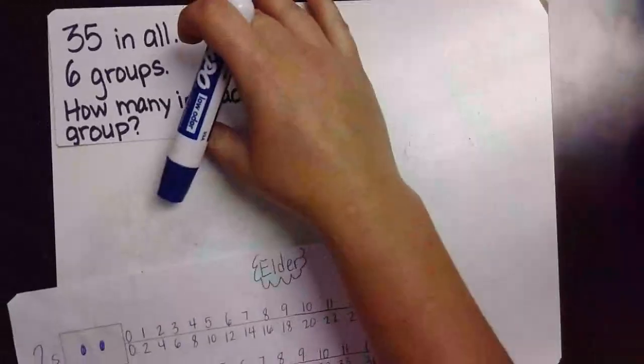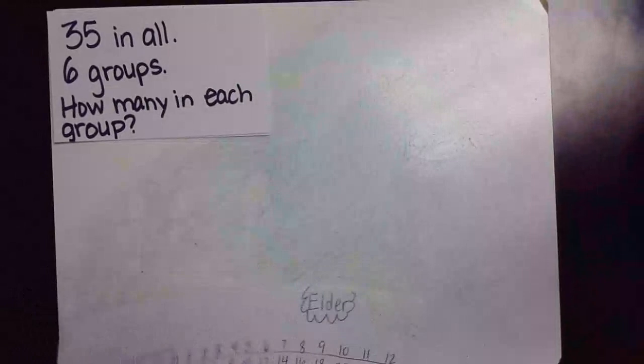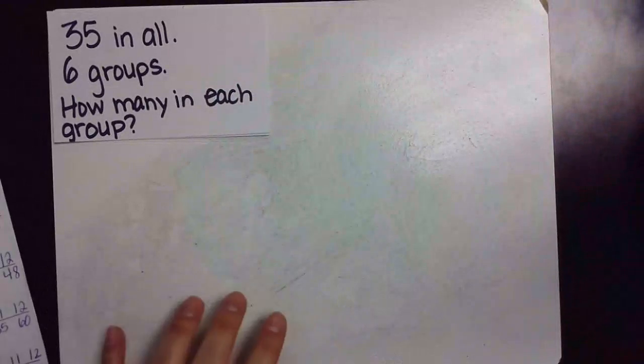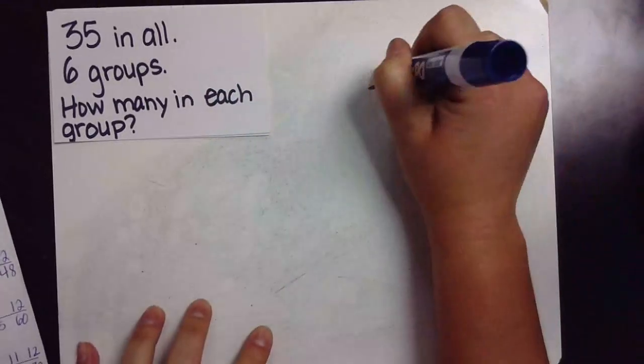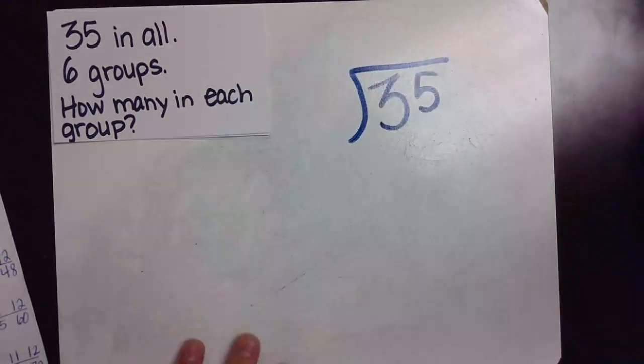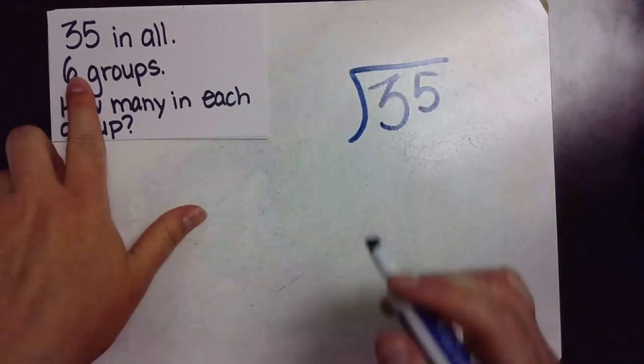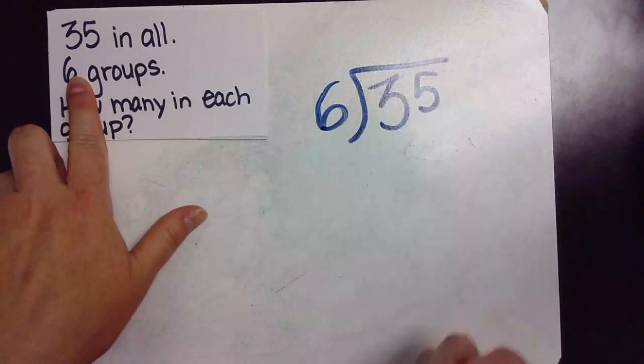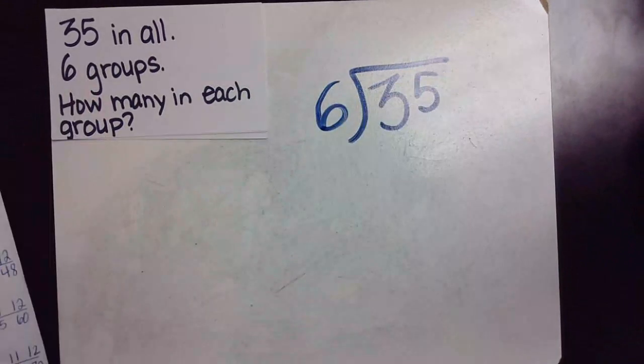All right, here's your next problem. 35 in all, 6 groups. How many in each group? So my total is 35. It goes in my den because it's my dividend. I'm going to divide it by 6. So my divisor is 6, and I'm solving for the quotient.